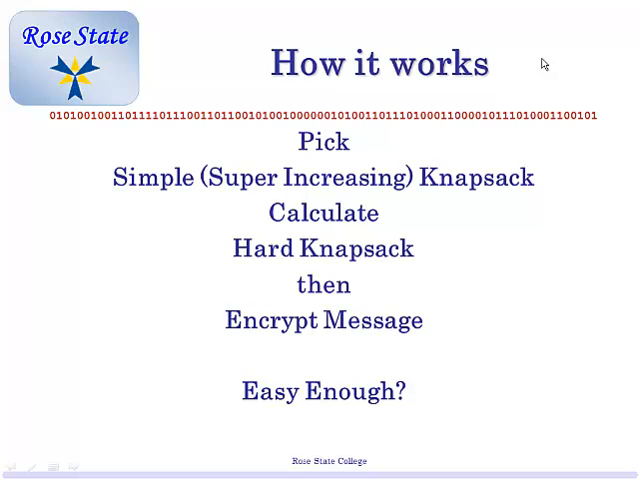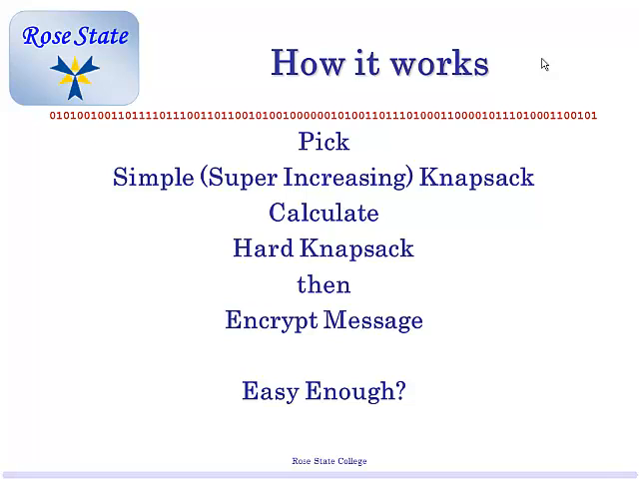Okay, so let's see how this thing works. First thing you do is pick a simple super increasing knapsack. What we mean by super increasing is you get a number. The next number has to be greater than the combination of all the prior numbers. So the second number is bigger than the first number. The third number is bigger than the second plus the first. The fourth is bigger than the third plus the second plus the first. So why do we do that?